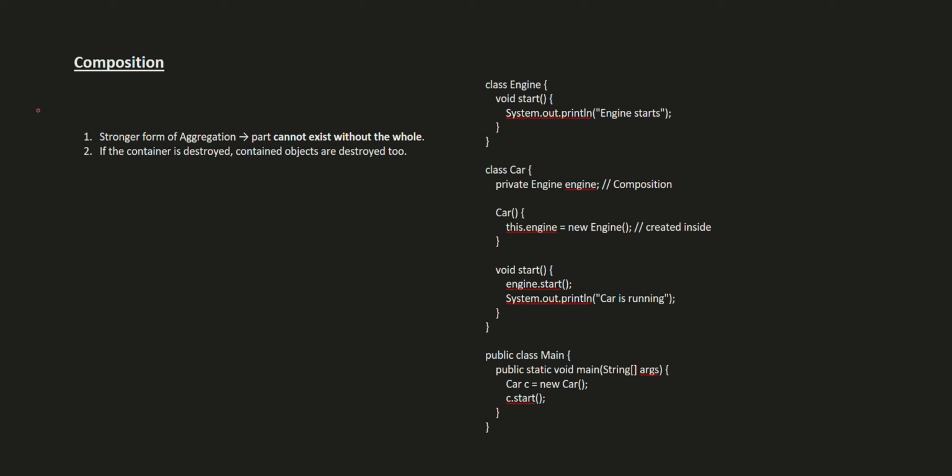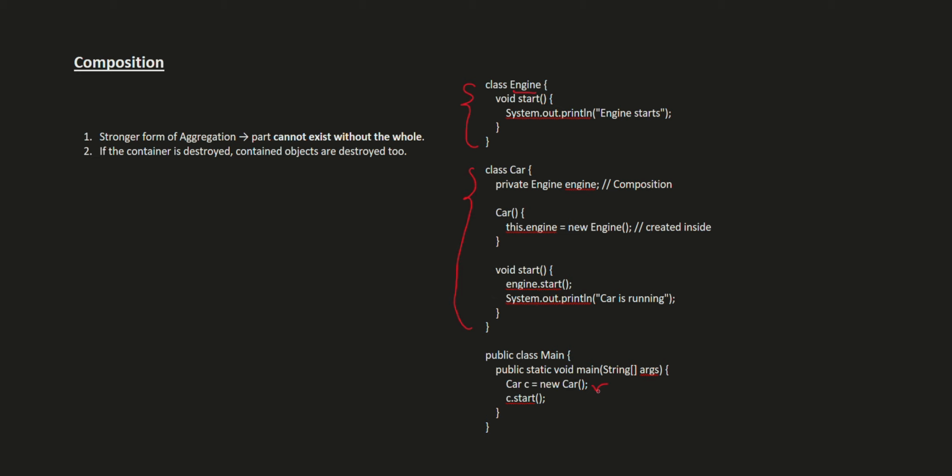Composition. Composition is a stronger form of aggregation. One part cannot exist without the whole. If the container is destroyed, contained objects are destroyed too. Here we have two types of classes. One is engine and the other one is car. The actual creation of the object of type engine happens in a car. So when you create an object of car, automatically the object of an engine is created.